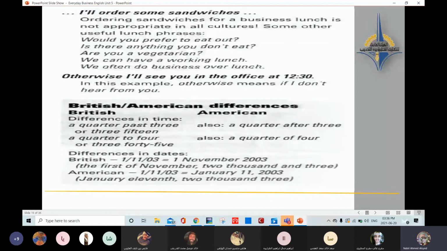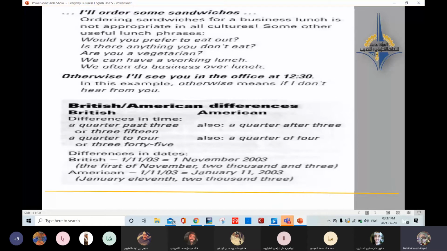احنا قلنا الفرق ما بين الساعات. تعال نشوف الساعة في البريطاني بيقولوها ازاي والأمريكي بيقولها ازاي. A quarter past three يعني ثلاثة وربع باللهجة البريطانية. ممكن تقول 3:15. الأمريكي ممكن يقول A quarter after three.